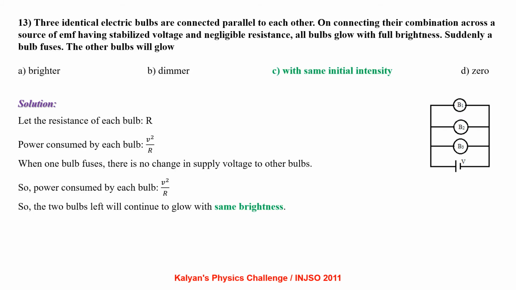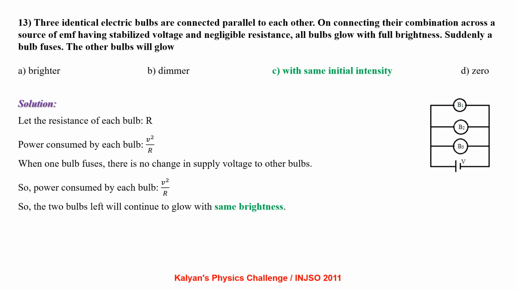3 identical electric bulbs are connected parallel to each other. On connecting their combination across a source of EMF having stabilized voltage and negligible resistance, all bulbs glow with full brightness. Suddenly, a bulb fuses. The other bulbs will glow.